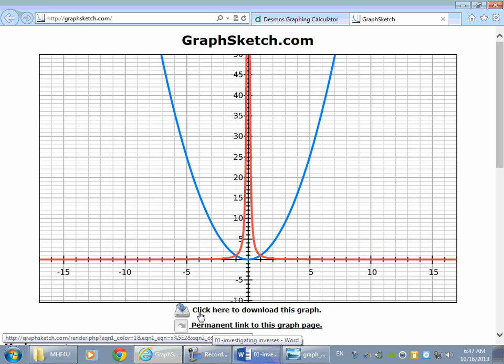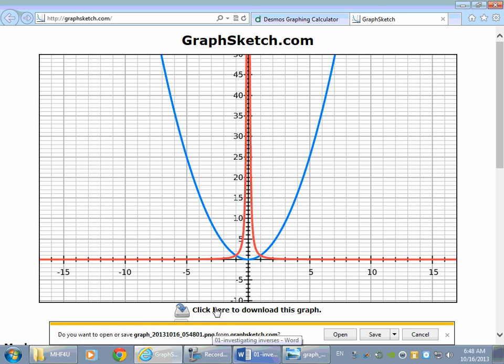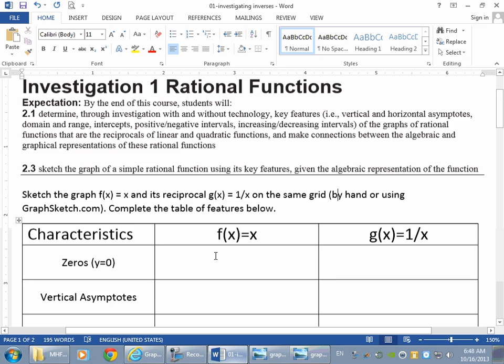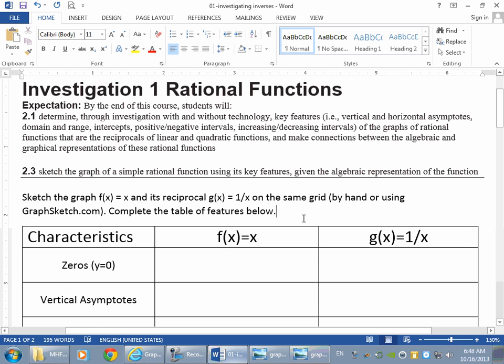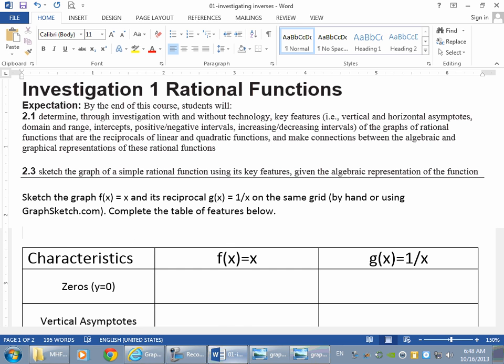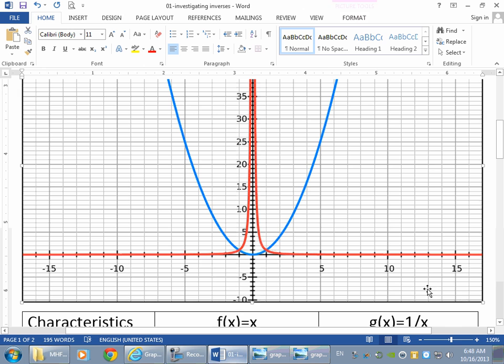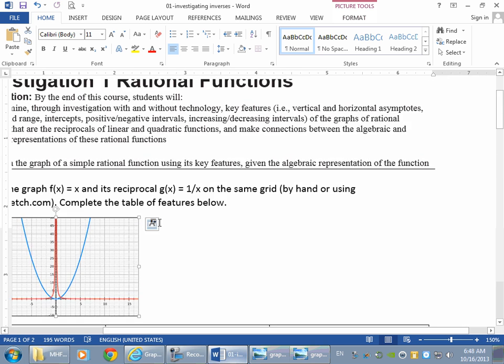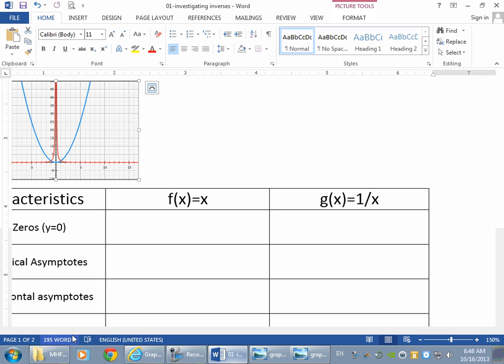Now, if I want to also click here to download the graph, it just makes a picture. When I open it up, I can copy that directly into this file if I choose to. And once it's in there, of course, I can shrink it down to make it a little bit more reasonable.